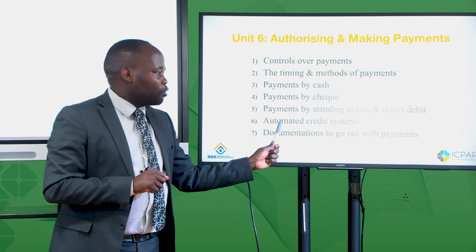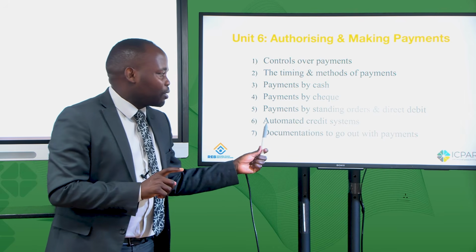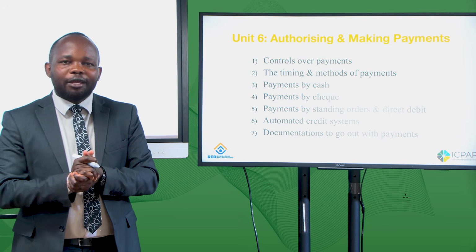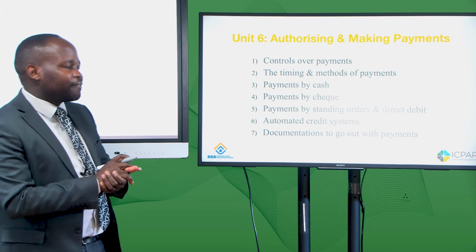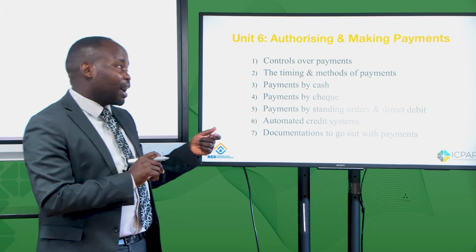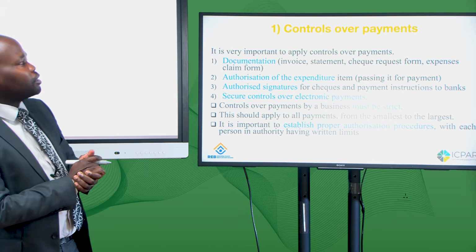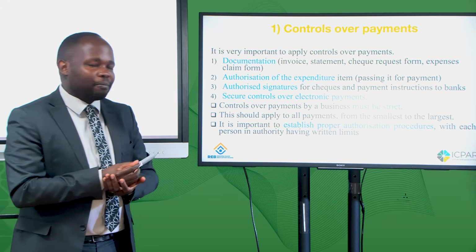And then we look at automated credit systems. And finally, we look at documentation to go with payments. Whenever we are making payments, there must be supporting documents. So these 7 areas are what we will cover when we are looking at making payments. So number 1, the first subtopic is controls over payment.